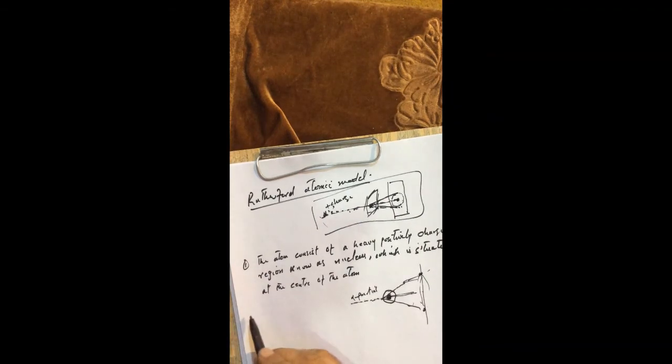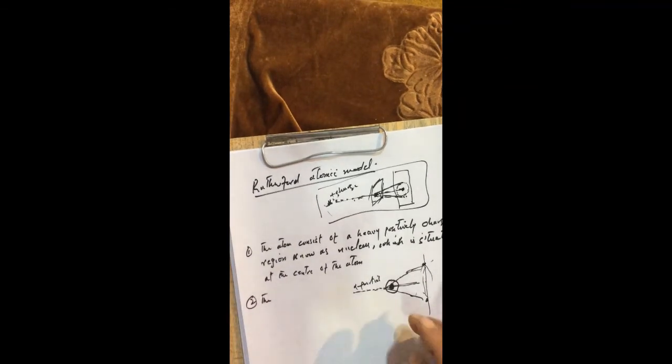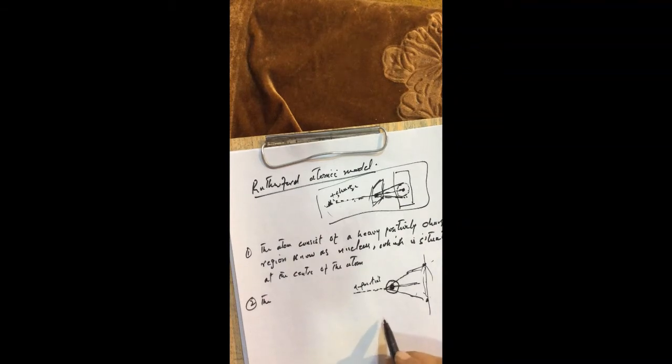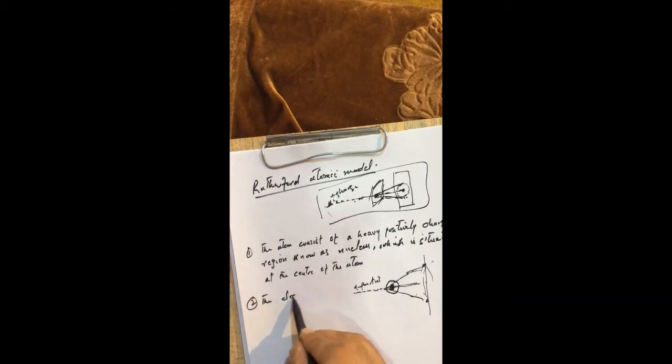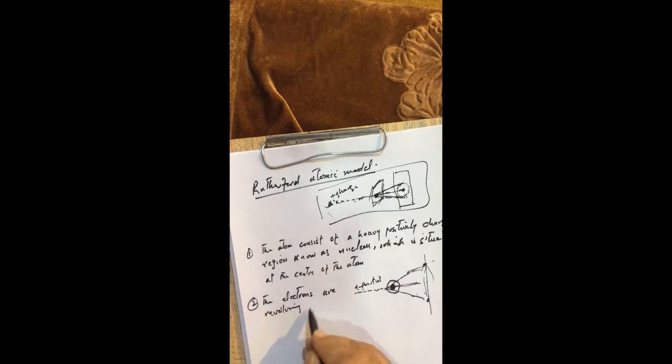Now the second one is the electron. We know that in an atom we have two kinds of particles now. One is the positively charged particle, which is the nucleus, and the other one is the electron, which is negatively charged. So according to this model, the electrons are revolving around the nucleus.